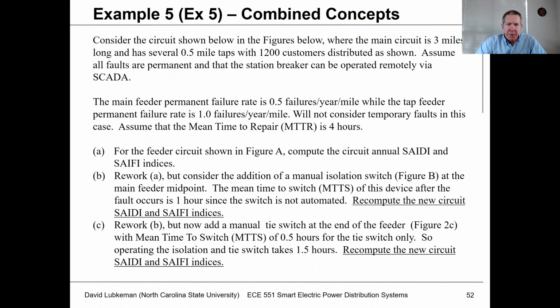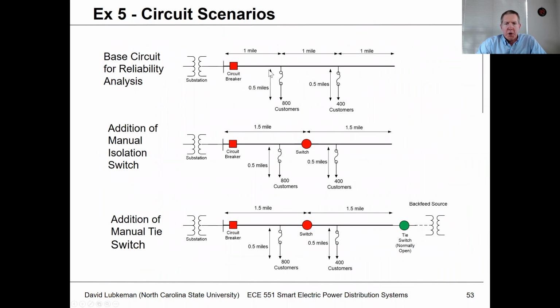So in this last segment, we're going to take a look at one more example, then talk about ways we can improve reliability. In this particular circuit, we have a very simple type of system: a 3-mile long main feeder, and 2 taps that are half a mile long each. Tap 1 has 800 customers and tap 2 has 400 customers. So we have more customers on the source side of the circuit than we do towards the end of the circuit.